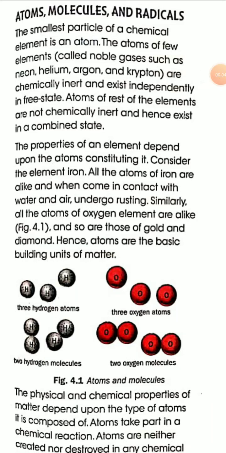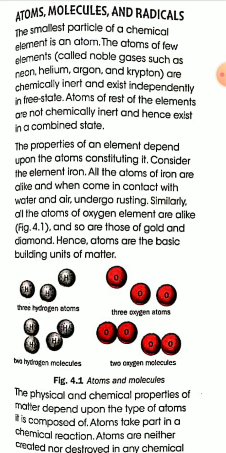Today I'll discuss the fourth chapter of ICSE class 7 chemistry. The topic is atomic structure. In this chapter you have to read about atoms, molecules, radicals, valencies, molecular formula, etc. In the previous chapter, you have already studied about atoms and molecules.